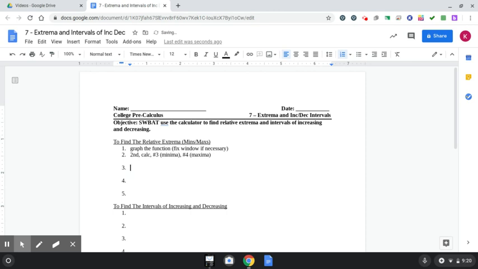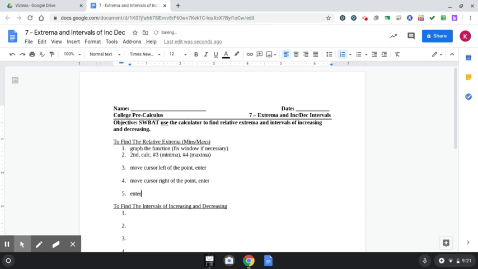Third step, whether you're doing min or max, is going to say the same thing. It's going to say left bound with a question mark. So you are going to move your cursor to the left of the point of the min or the max. Then press enter. Then it's going to say right bound with a question mark. So then you're going to move your cursor to the right of the point, and you're going to press enter again. Then it's going to say guess with a question mark. When it says guess, you don't move left or right at all, just press enter.